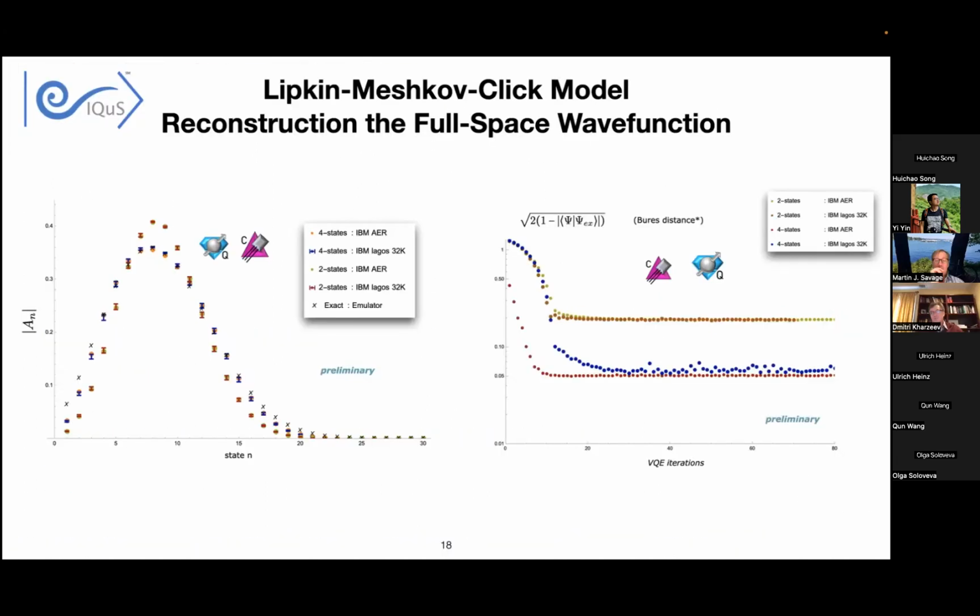So, okay, I didn't really do justice to this project. This is in the process of being written and finished.